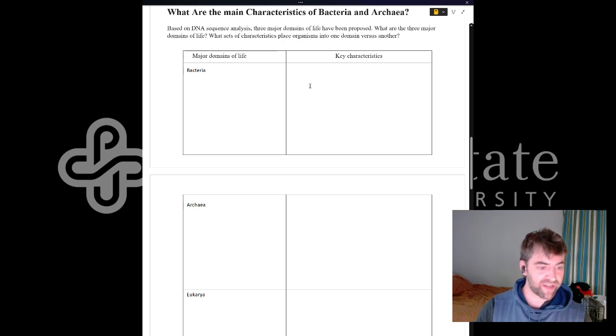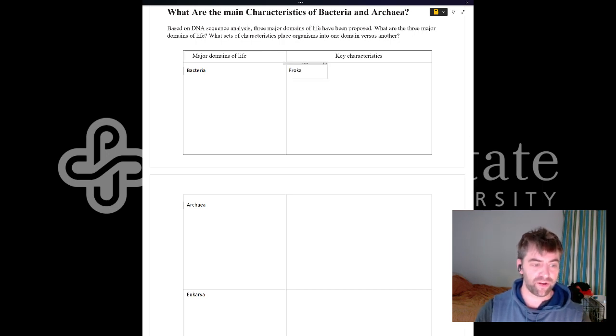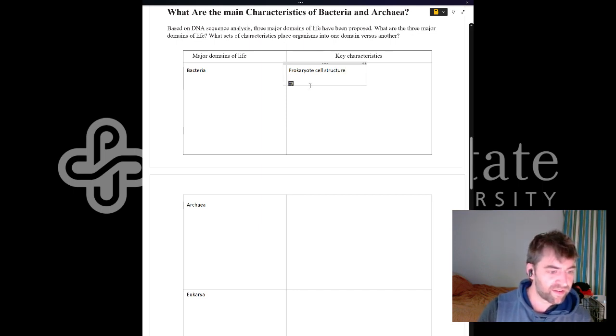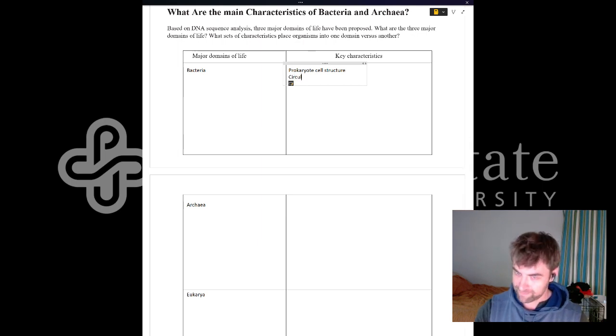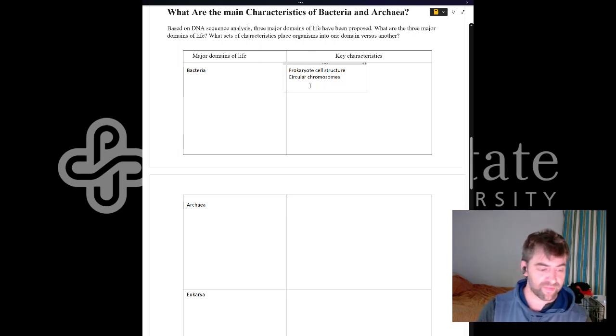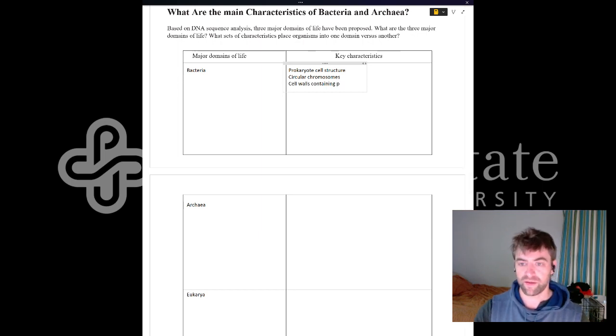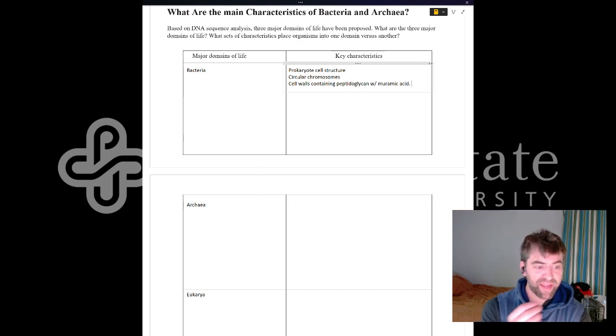Alrighty, so bacteria have prokaryote cell structure. Most have circular chromosomes. We have cell walls containing peptidoglycan with muramic acid. Muramic acid occurs naturally as N-acetylmuramic acid in peptidoglycan.